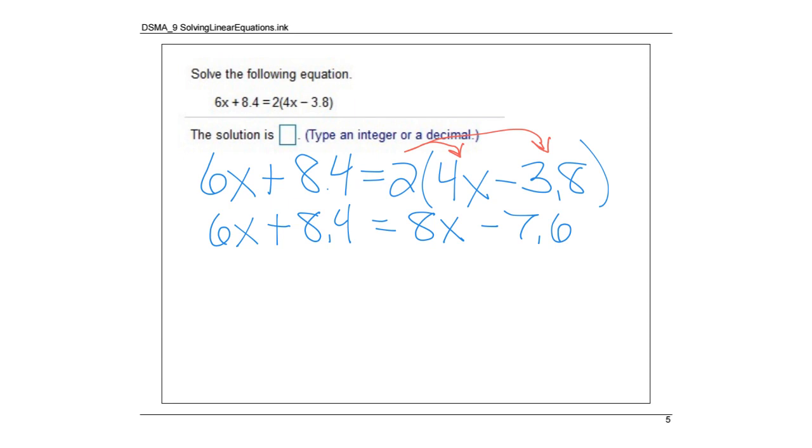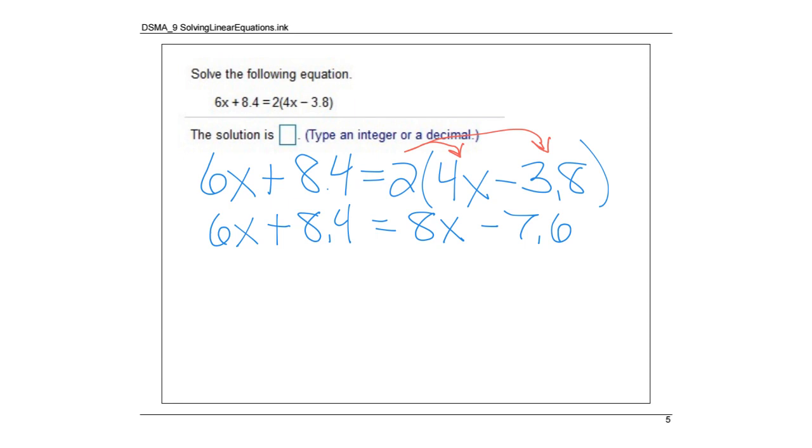Okay, so I went ahead and distributed that 2. 2 times 4 is 8, but I have to bring the x along. 2 times negative 3.8 is negative 7.6. So now I have to decide. I could do it either way. I can bring my x's to the left, my constants to the right, which I'm going to probably do because I like x to be on the left, but you can do it either way.